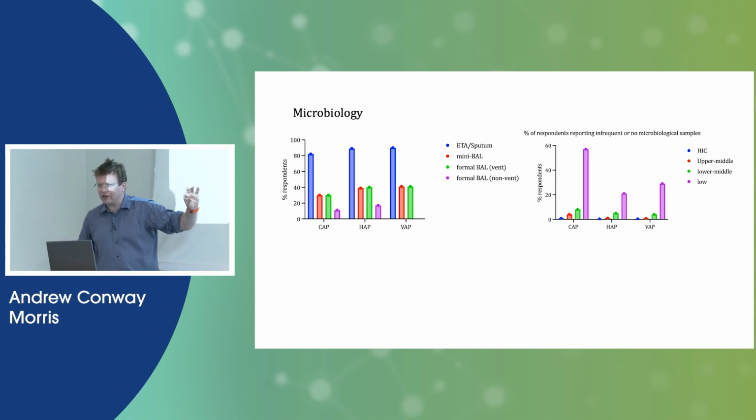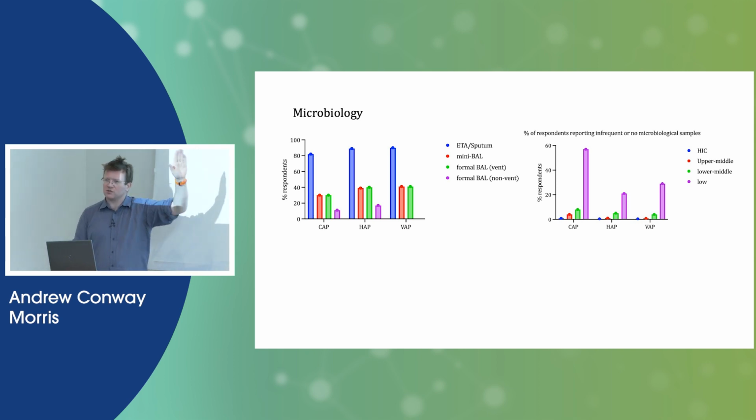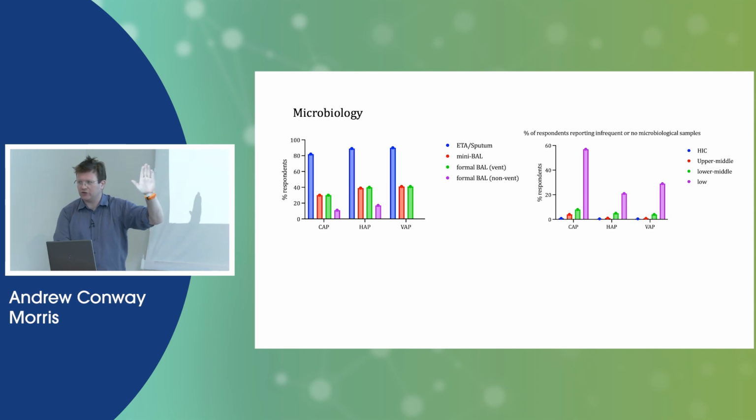Now, almost everybody here says they take microbiological samples. If we look at the small minority of clinicians who say they're not taking microbiological samples, you can see a really strong income gradient. So looking at community-acquired pneumonia, around half of all clinicians in low-income countries, and it's a small sample, are not taking microbiological samples. And clearly there's a gradient there. I think this is due to lack of availability of resources. If you haven't got a microbiology lab to send your samples to, there is no point in taking them.